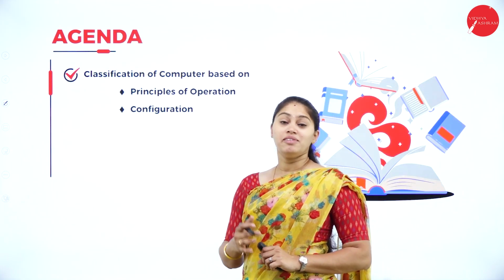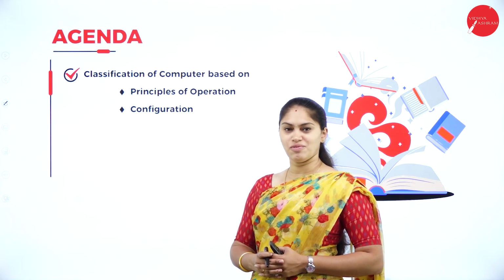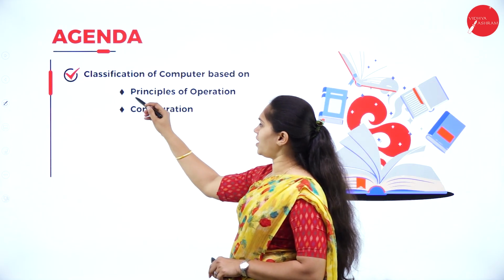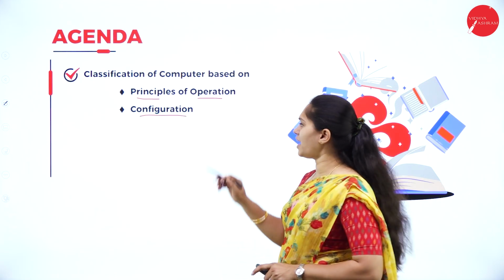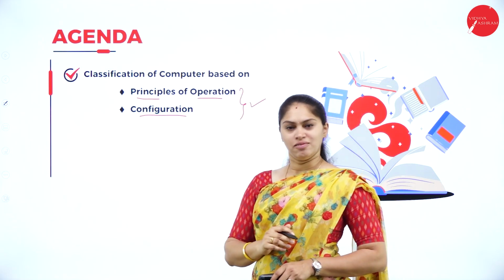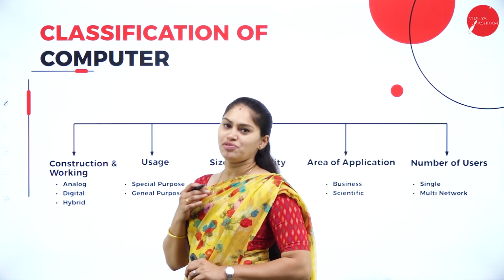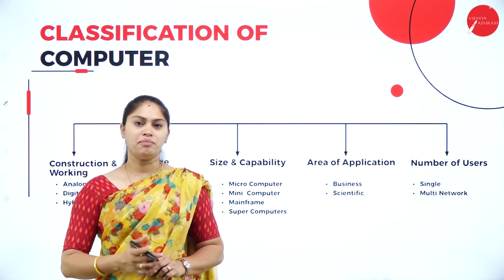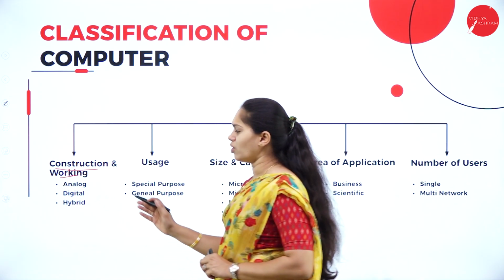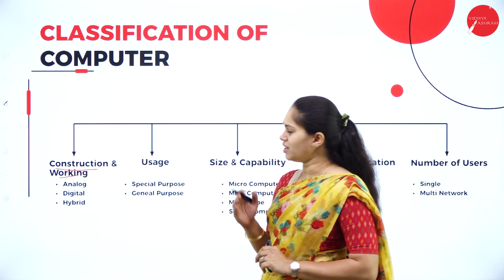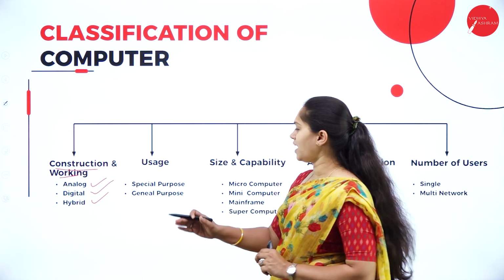In today's session, we're going to see the classification of computers. On what basis are we going to do the classification? Amongst that, we have to give more weightage to the principles of operation along with its configuration. Based on this, we are going to classify the computer. We'll see the format for this classification of a computer. Here we have different kinds of computers based on some functionality. On the basis of construction and working, we are going to classify the computer into analog computer, digital computer, and then hybrid computer.